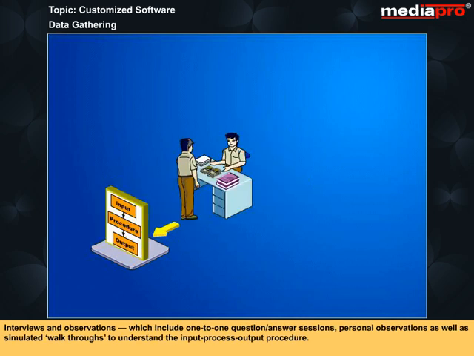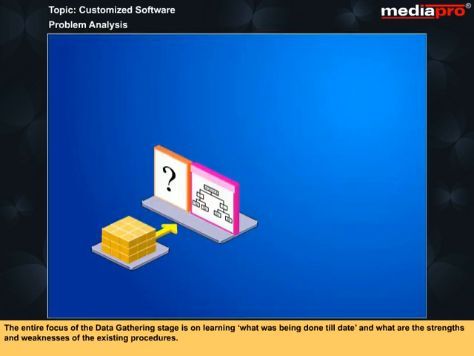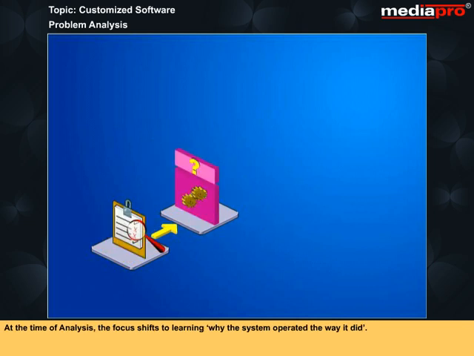Interviews and observations, which include one-to-one question and answer sessions, personal observations, as well as simulated walkthroughs to understand the input-process-output procedure. The entire focus of the data gathering stage is on learning what was being done till date and what are the strengths and weaknesses of the existing procedures. At the time of analysis, the focus shifts to learning why the system operated the way it did.